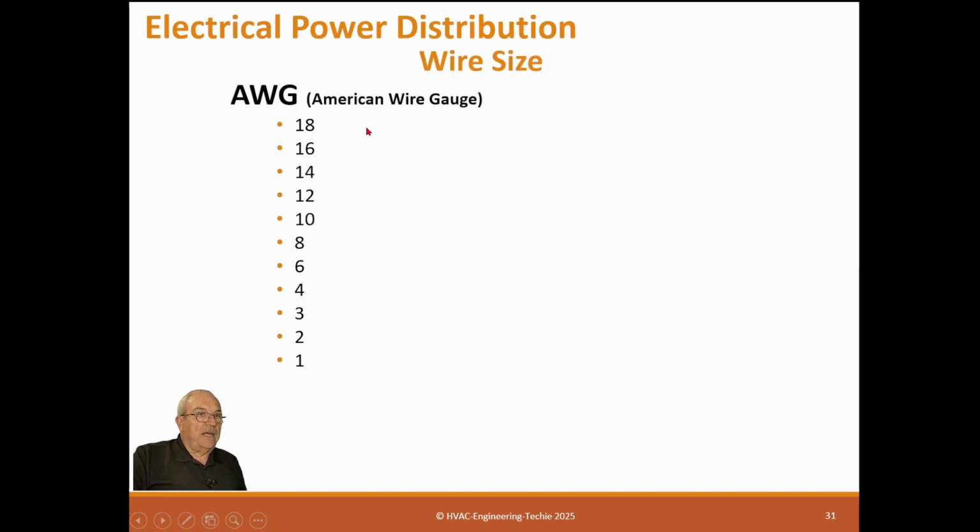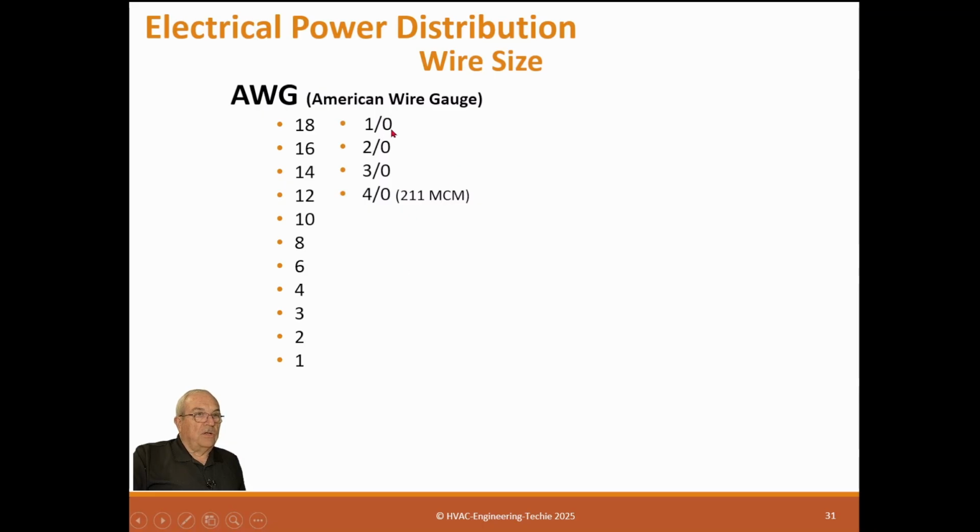Wire size, the AWG, American wire gauge, goes from 18 gauge to 1 gauge. The smaller wire gauges are used for control wiring, low voltage wiring, 24 volt or so. But for power wiring, 18 gauge is the smallest. Normally we don't use anything below 14 on a project, and the majority of circuits are 12 gauge or bigger.